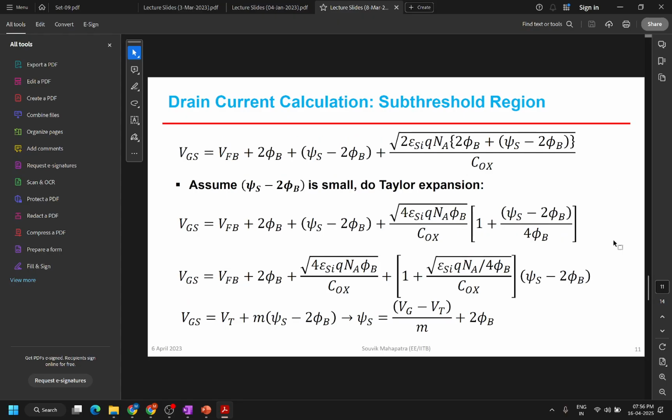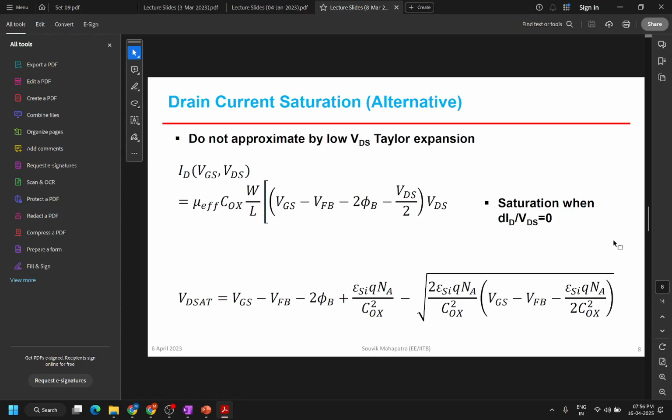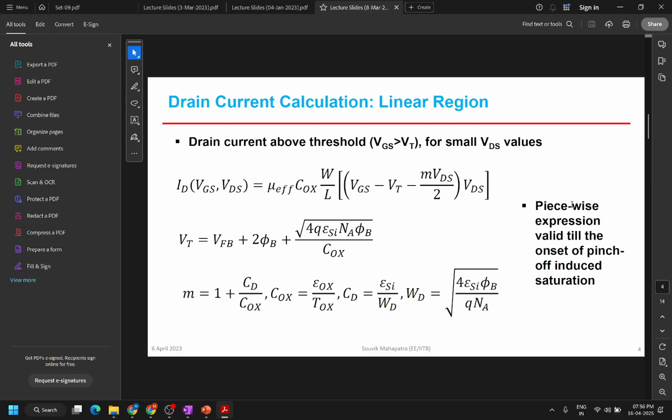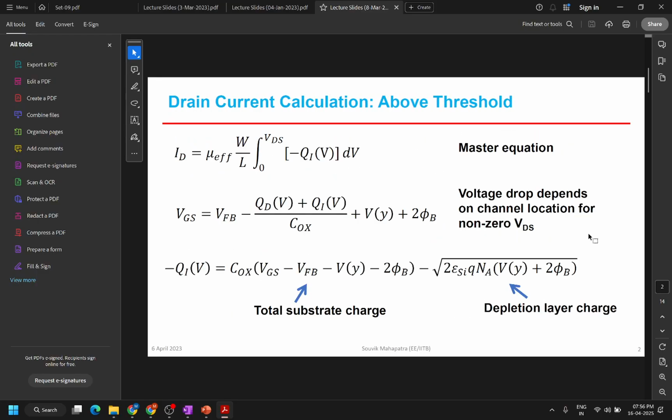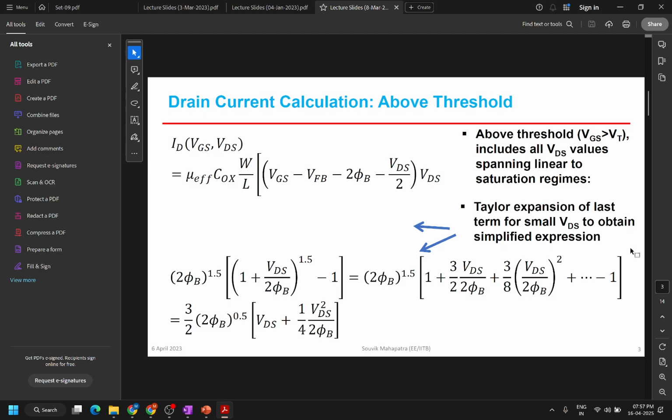So the formula that you use is called the piecewise model, because it divides your current into different regimes. There's a below threshold regime, which is called subthreshold regime, then there's an above threshold regime. There are also two regimes, below pinch off in the linear region and above pinch off in the saturation region. So you use different formulas for all regions.